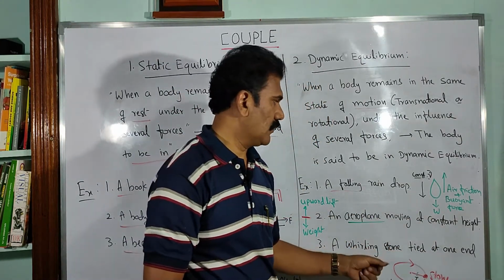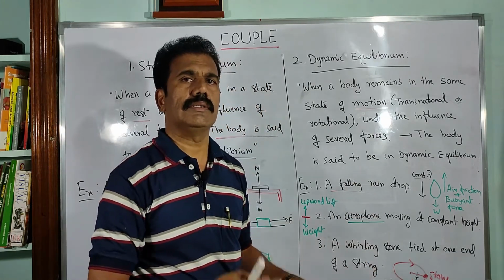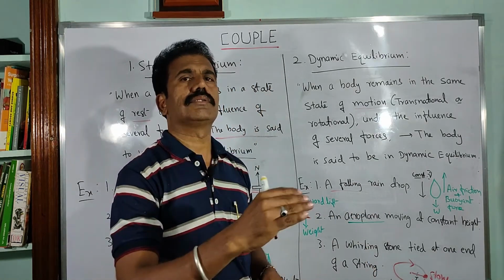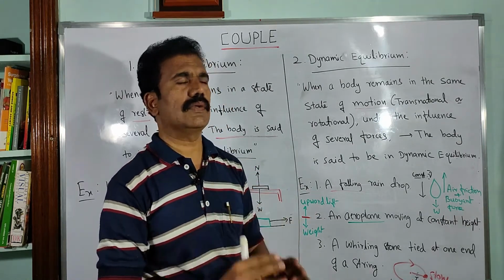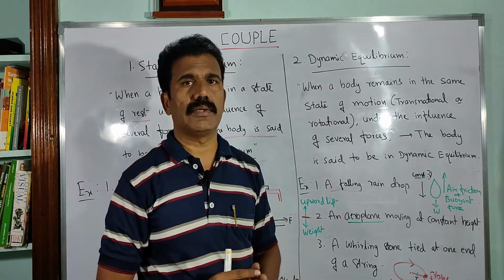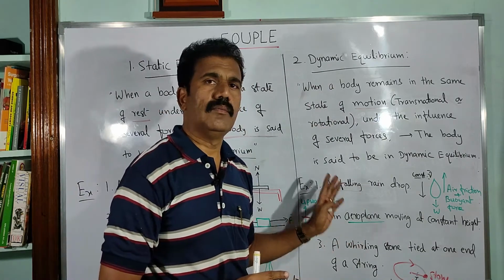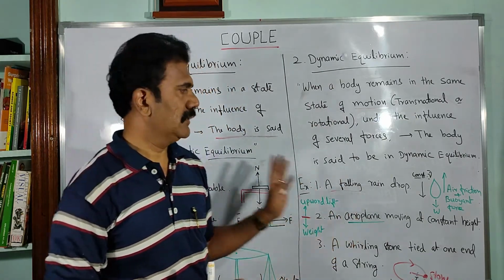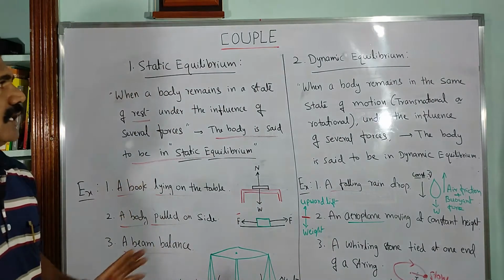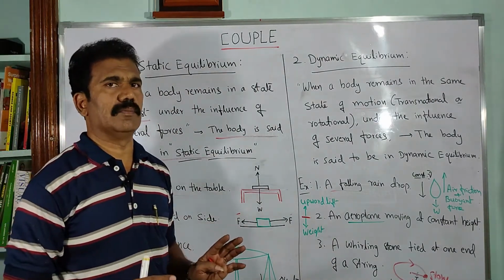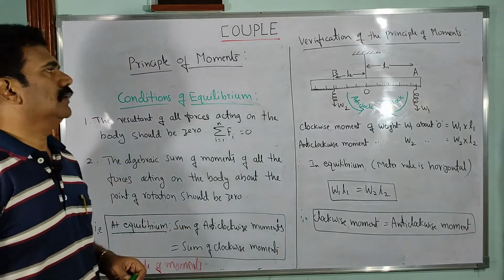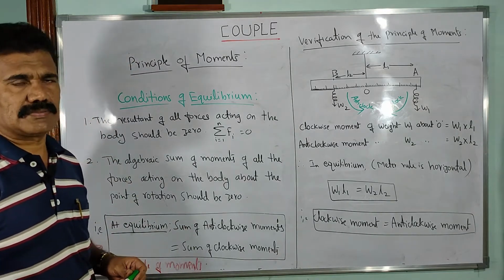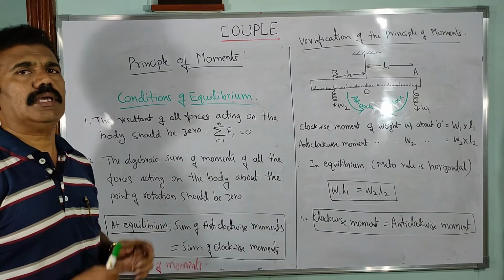Okay, so in that way, in all the cases, the body is moving at a constant velocity, so it maintains its constant motion. That is why it is called dynamic equilibrium, with the application of more number of forces. So that is the difference between static equilibrium and dynamic equilibrium. Clear?